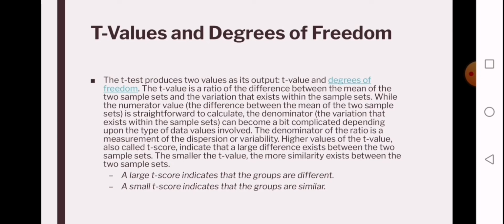Higher values of the t-value, also called t-score, indicate that a large difference exists between the two sample sets. The smaller the value, the more similarity exists between two sample sets. So a large t-score indicates that the groups are different, and a small t-score indicates that the groups are similar.